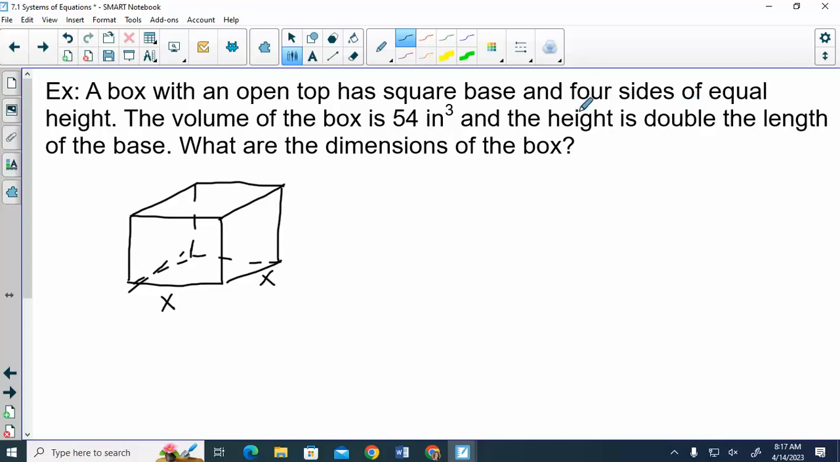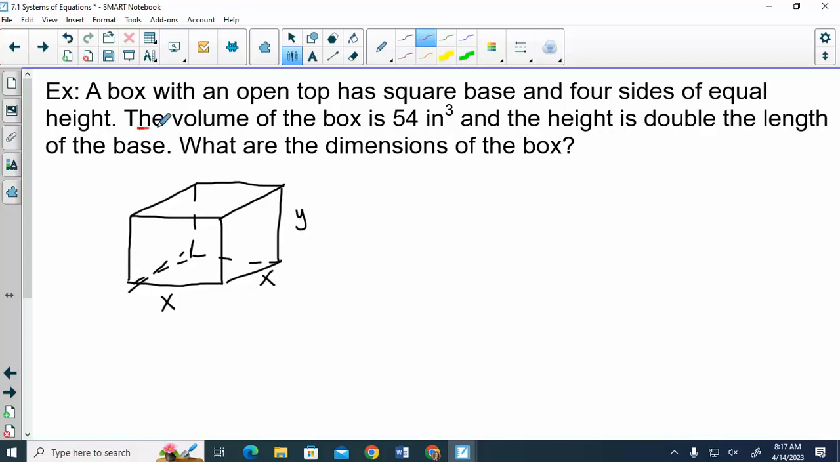And then four sides of equal height. Okay, did I tell you how tall it was? No, so I could call that y. Okay, and that's the height for all of them. So that's defining my variables. So then we have to write equations.